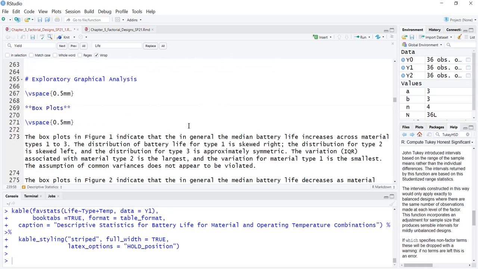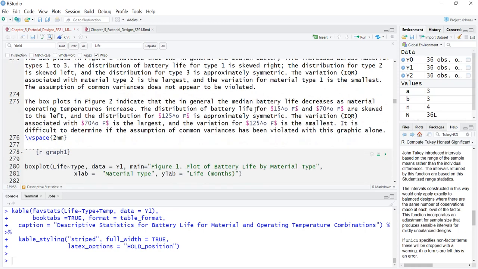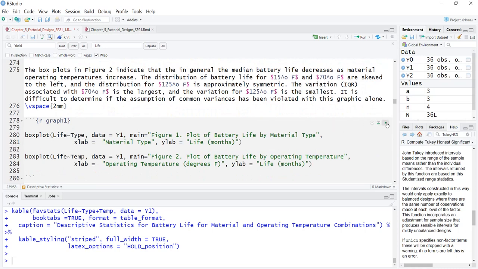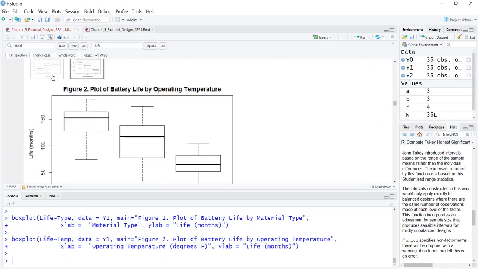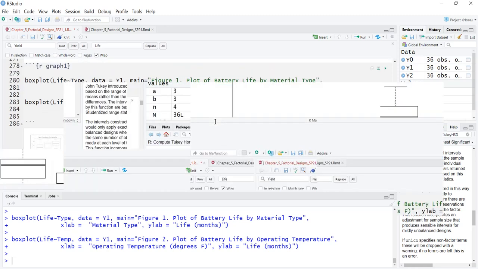And then exploratory graphical analysis, you're free to choose the one you think tells the best story. I think that the box plots usually tell the best story, but not always. And so I have analyzed the box plots. We'll run those and let's see what we see. So here's by material type. Here is by operating temperature.